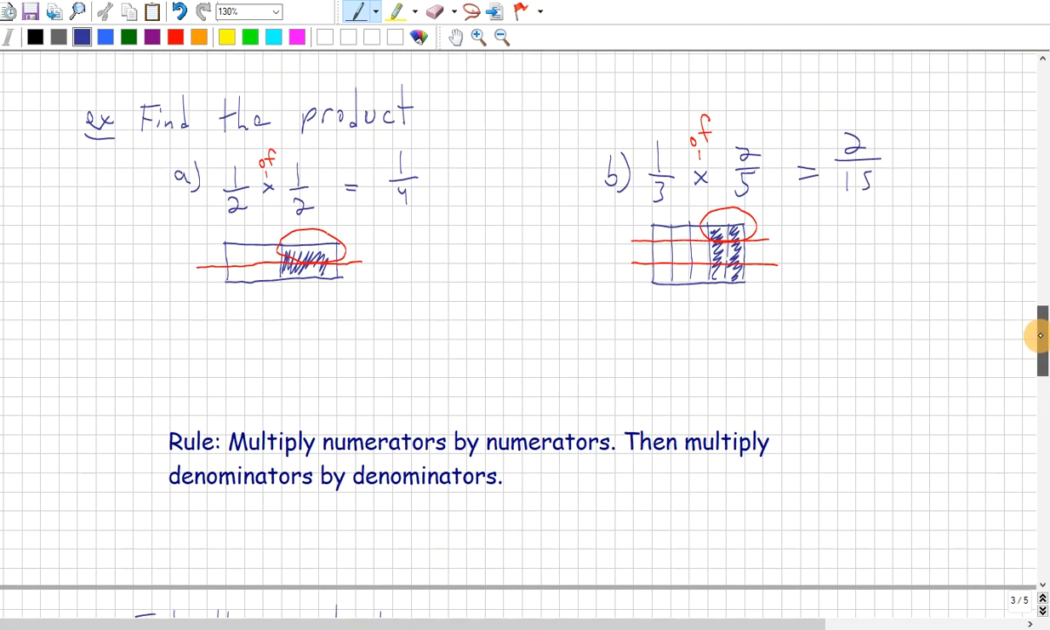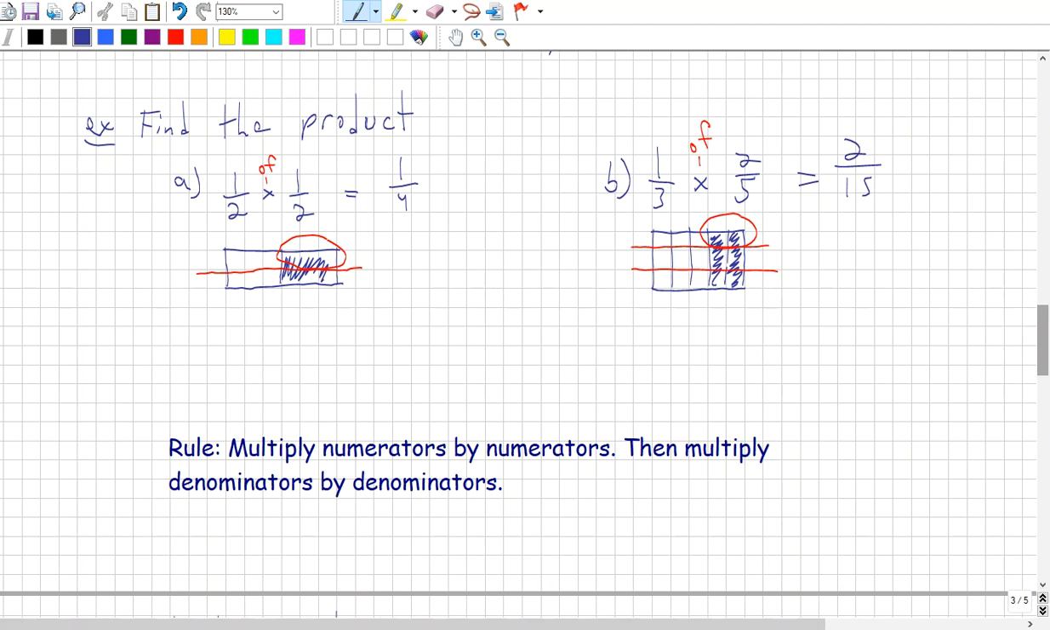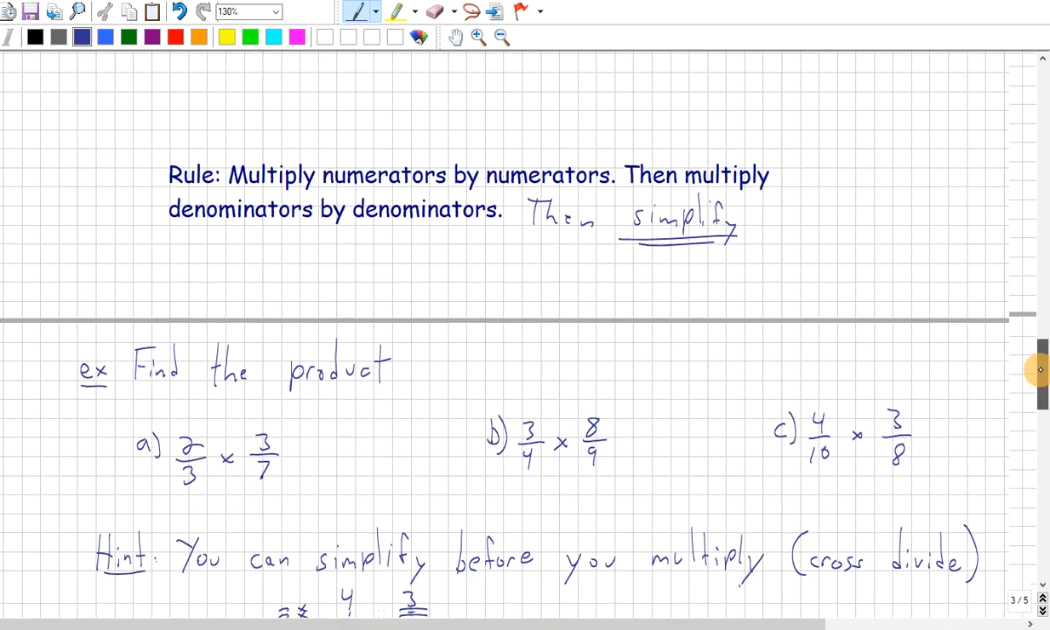Now let's look at some examples here. First of all, the rule. Just like before, we don't have to convert or put a 1 under because we're not dealing with whole numbers. But if you are dealing with whole numbers, put it over 1. Multiply numerators by numerators, then multiply denominators by denominators. Then, simplify if you can. If you can't, totally fine. But simplifying means changing an improper fraction to a mixed number, simplifying the fraction, reducing it, those kinds of things.